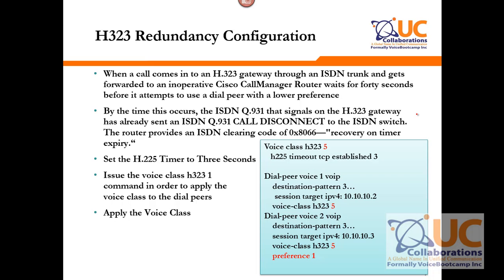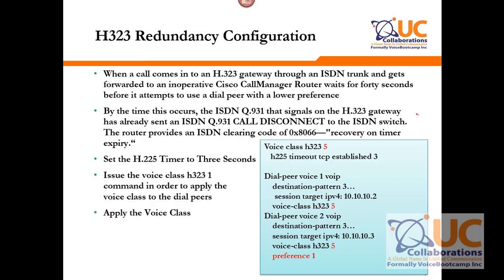Now, when we have multiple gateways in H.323, redundancy is one of the big factors. For example, if we have a publisher and subscriber and we want to point our H.323 gateway to both devices, then we have to make sure we provide redundant dial peers. One of the things about H.323 is that when a call comes into an H.323 gateway through an ISDN trunk and gets forwarded to an inoperative Call Manager, either because the Call Manager is down, the WAN is down, or the service is not running for whatever reason, then the router will wait for 40 seconds before it attempts to use a dial peer with a lower preference. So basically the secondary dial peer.